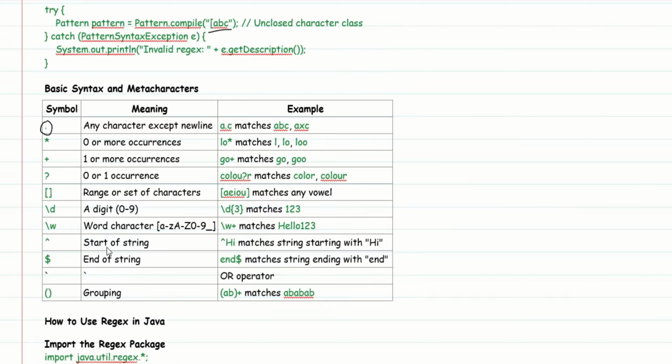Then negation, the caret: if you add it and any characters, it means the string should start with those particular characters. Here it is "hi", so the string should start with "hi" itself. And the dollar symbol is for the end of the string, similar to the start. If you add the dollar symbol, the provided input string should end with that particular character itself.